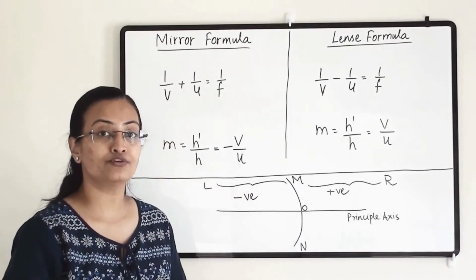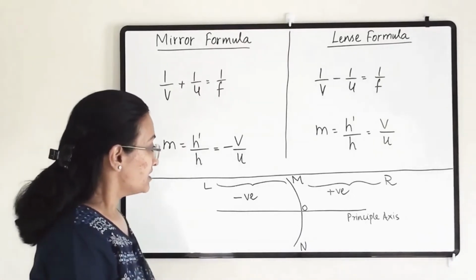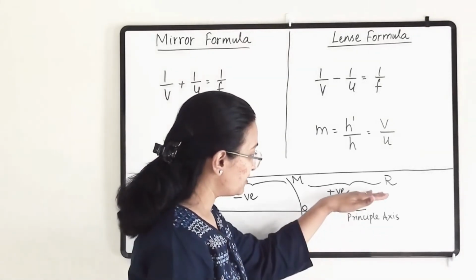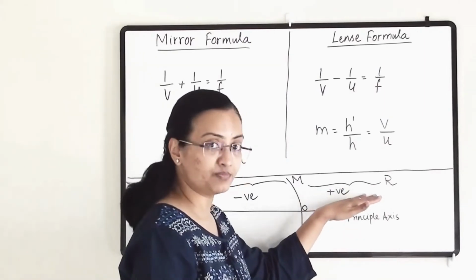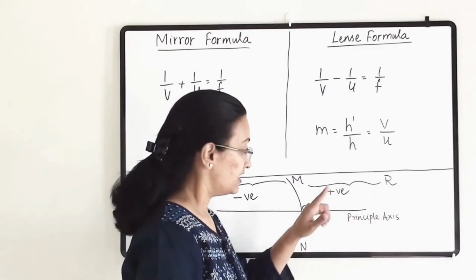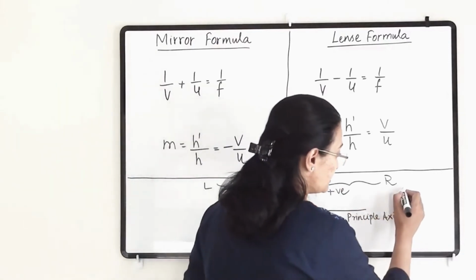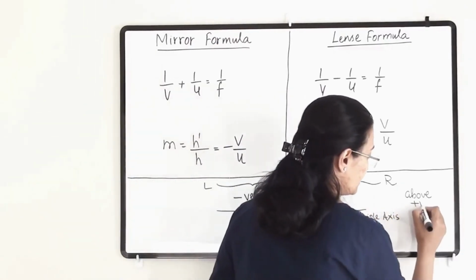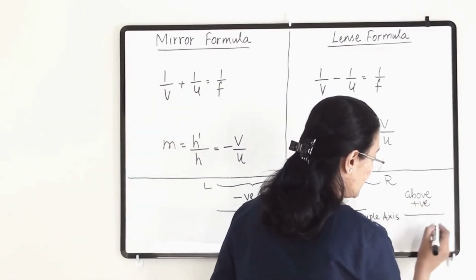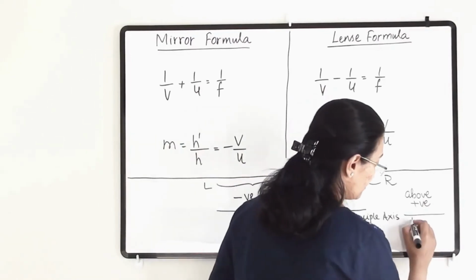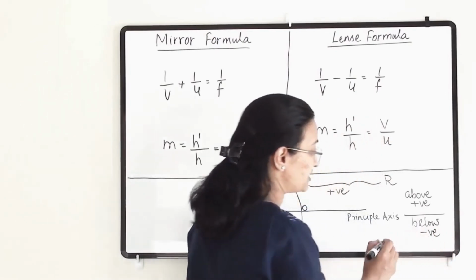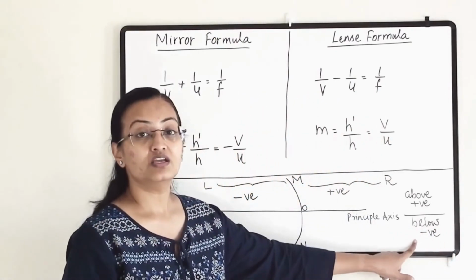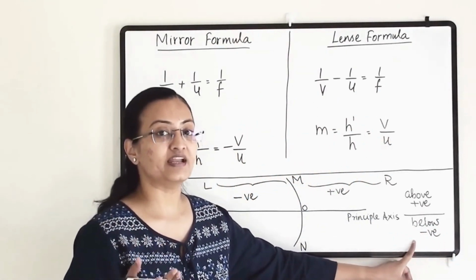The same way we are checking for the principal axis above and below. If it is above the principal axis, where we get the image, then the answer is going to be positive. Where we are getting the answer negative, then it is below the principal axis. And if it is below the principal axis, that means the image is inverted. Object can never be inverted.